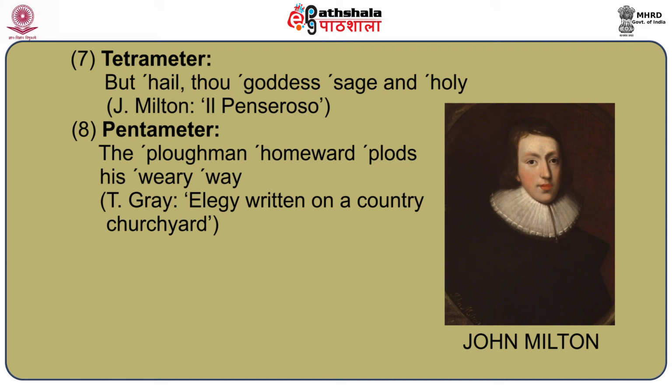And tetrameter: "But hail, thou goddess sage and holy." But hail, 1 meter, iamb; thou god, iamb; dess sage, another; and unstressed and holy. Sometimes we have a syllable which we have to leave out. But there are 1, 2, and 3. "But hail, thou goddess sage."